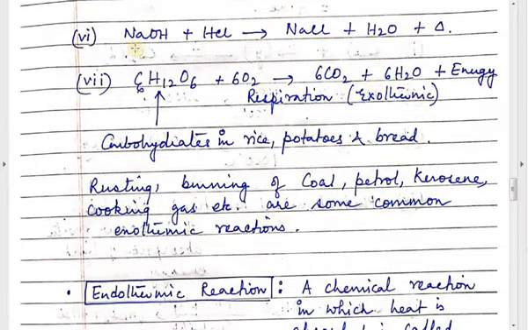Then come to this. This is called a neutralization reaction. If you remember, a neutralization reaction is the reaction in which an alkaline or basic solution reacts with an acid and gives you salt and water only. Now, sodium hydroxide is the base or alkali, HCl is the acid, and this is the salt, sodium chloride, and water. This is also an exothermic reaction.